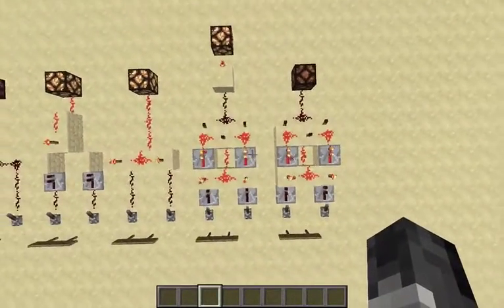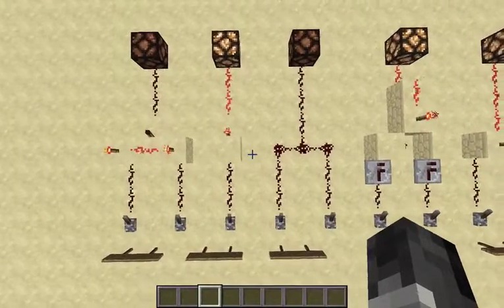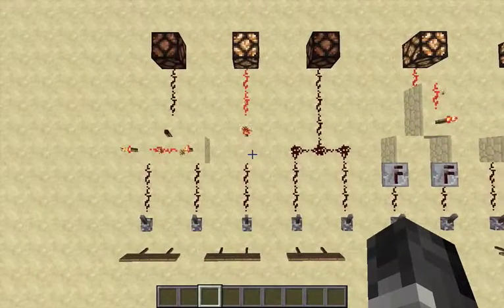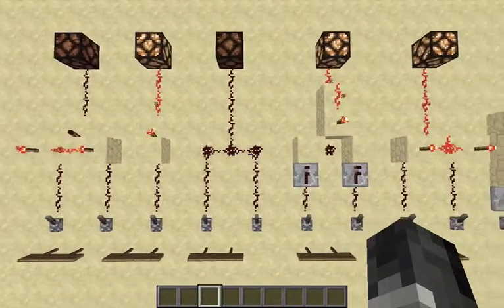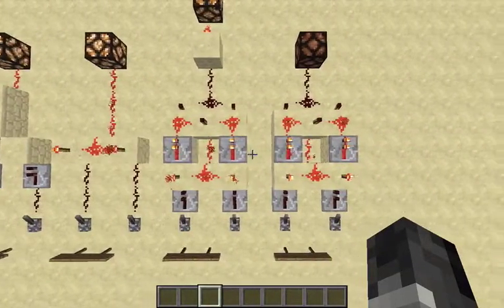If you want to know exactly how to build them, I'm just going to go over here and pause quickly just to see exactly how it's built. I will just be moving over them quickly just for you to see.